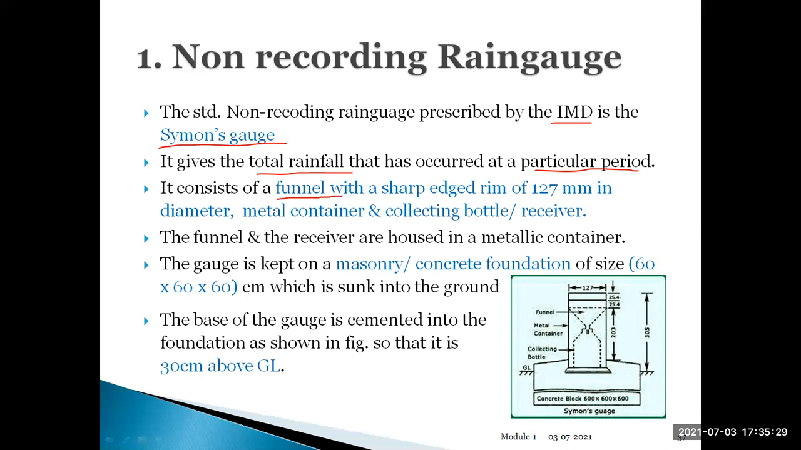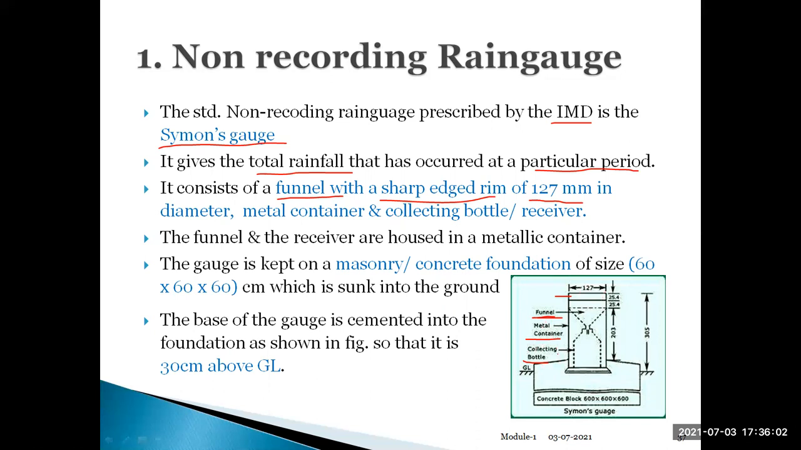It consists of a funnel with a sharp edge rim. As you see here, you can see the funnel, the metal container, and the collecting bottle. The funnel has a sharp edge rim of 127 mm diameter. In the figure you can see the metal container and the collecting bottle, also called the receiver. Both the funnel and the receiver are kept inside the metallic container.